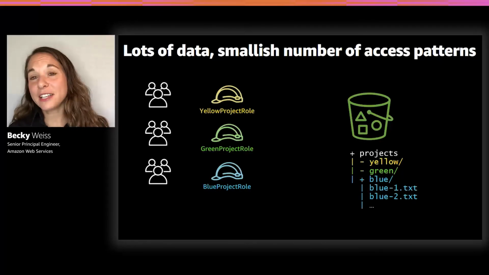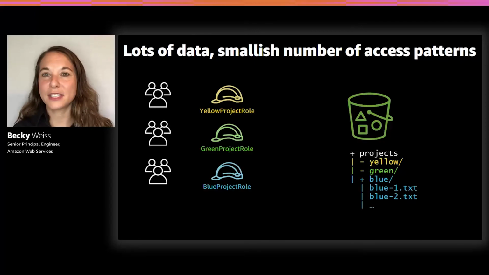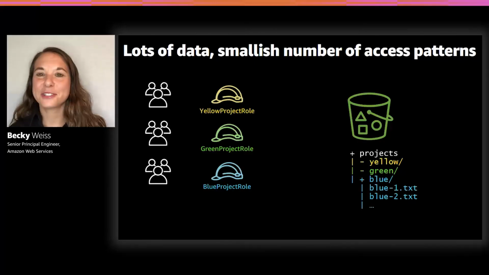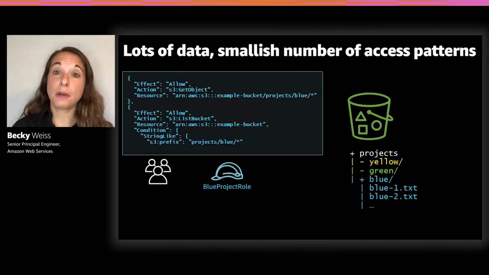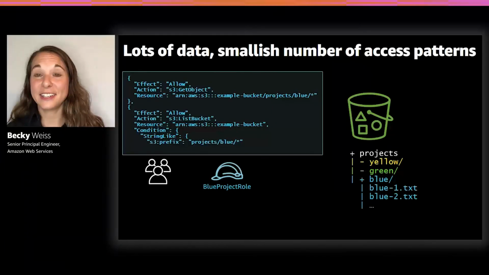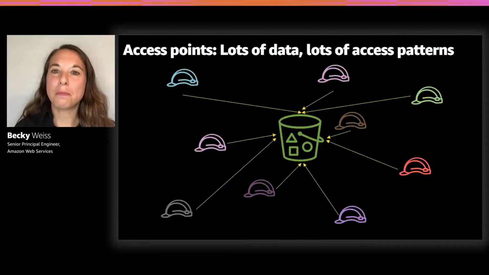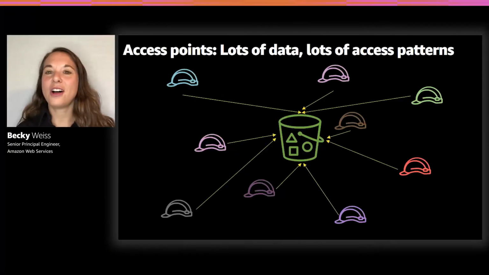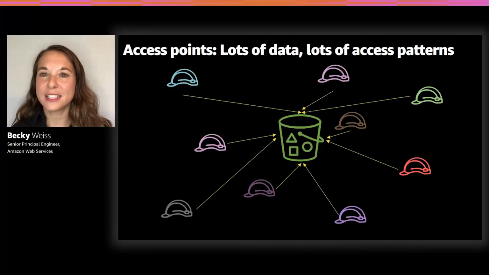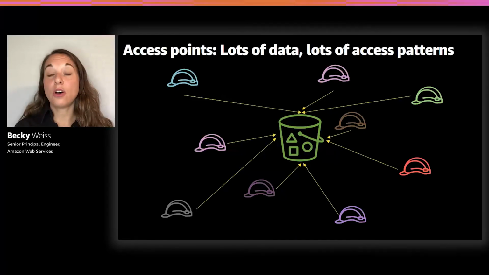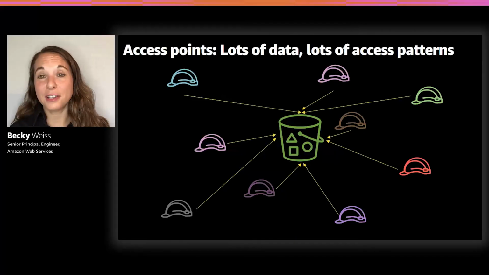And in fact, I probably have my data structured in my S3 bucket along these different prefixes. They look like folders, but they're not. They're just strings, which makes wildcards possible, such as this one. This is the permission policy for the blue project role, and they have permission to the data under the blue project. Now, of course, if you start to scale that up, particularly if these roles are all in a bunch of different accounts, you start to get some fairly long and monolithic bucket policies.